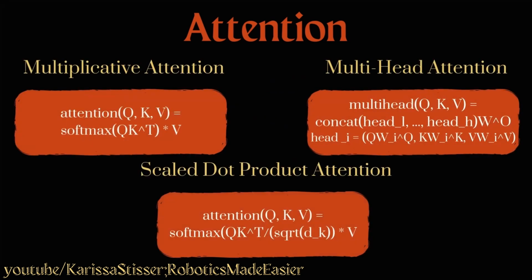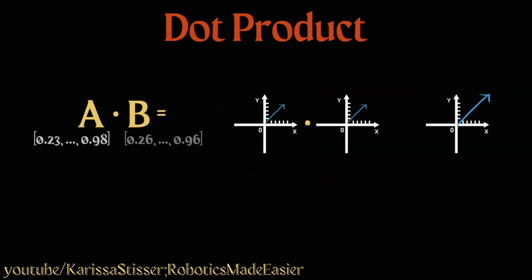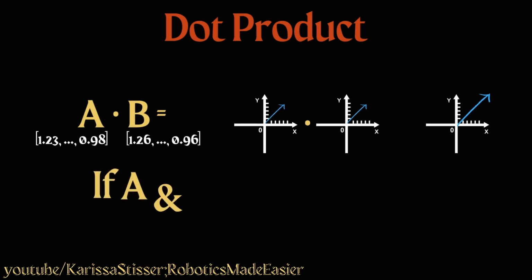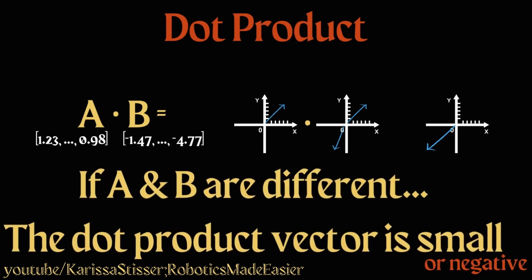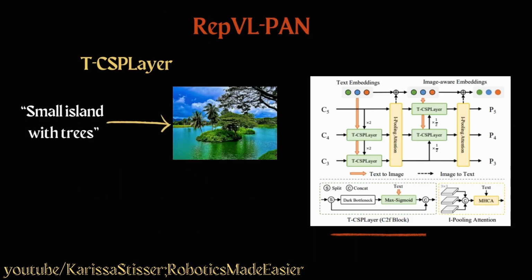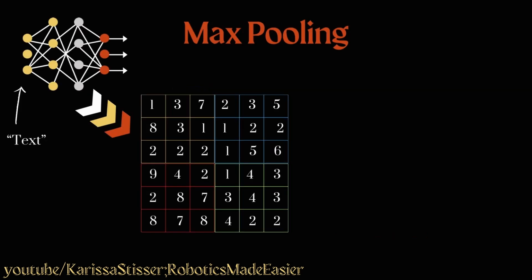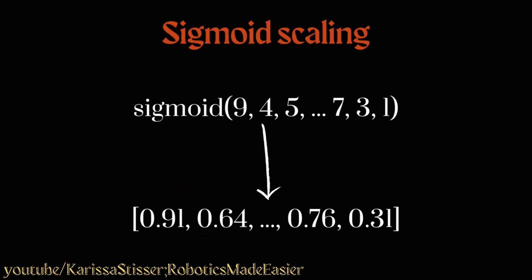There are a few variations of attention, like the scaled dot product attention. When you take the dot product of 2 matrices, you find the similarities, as higher similarities have higher values, and lower similarities have lower values. In the RepVLPAN, the text-guided CSP layer injects language information into image features, with the max sigmoid attention after the last dark bottleneck block. Max pooling extracts the most important features from the text, and sigmoid scaling squashes the features between 0 and 1, making them better suited for weighting other features.